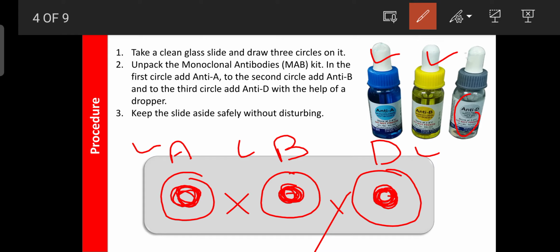That's why you keep a distance between the 3 circles, or you can use 3 slides: one slide for A, one slide for B, one slide for D. If you do not have 3 slides, you can use a single slide, but maintain the proper distance between these drops. They must not intermix, otherwise the result will be false.